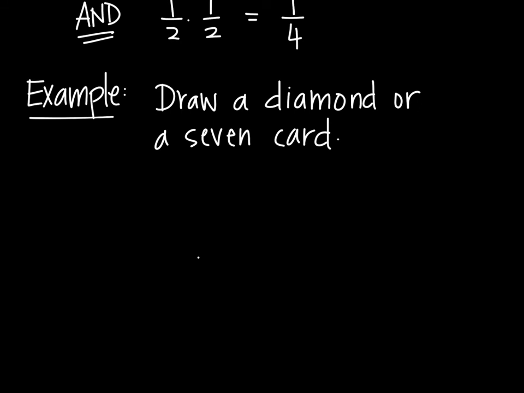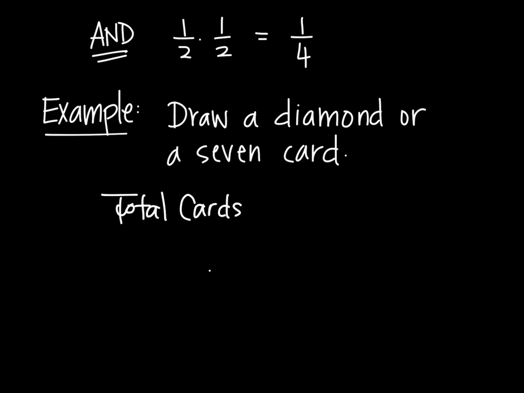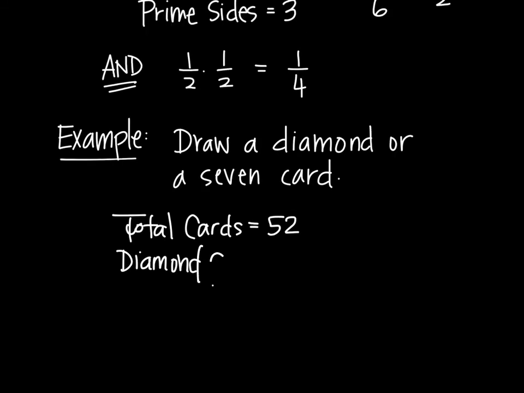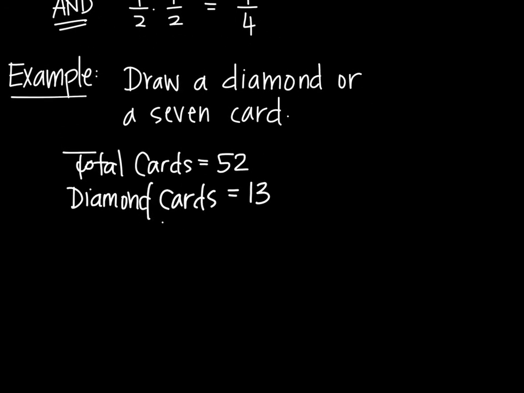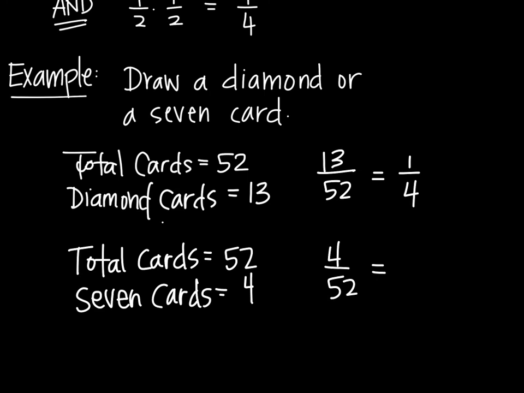Well, let's talk about drawing a diamond. So once again, we just think about the total cards. We have 52. The diamond cards, how many of those are there? 13. Who's saying 4? Oh, we haven't gotten there yet. We're just doing diamonds. So just the diamond cards is 13 out of 52, which reduces to 1 out of 4. Then we do again, the total cards is 52, and the 7 cards, Luke, how many 7s? That's 4, and so that's 4 out of 52, which reduces to 1 out of 13.